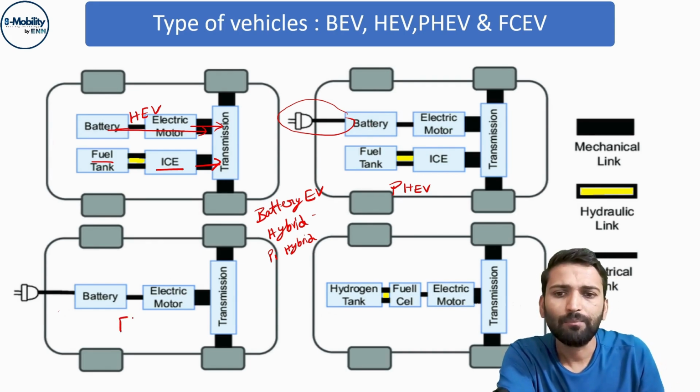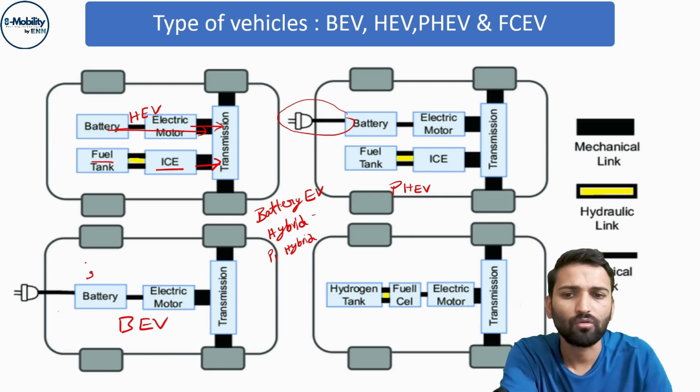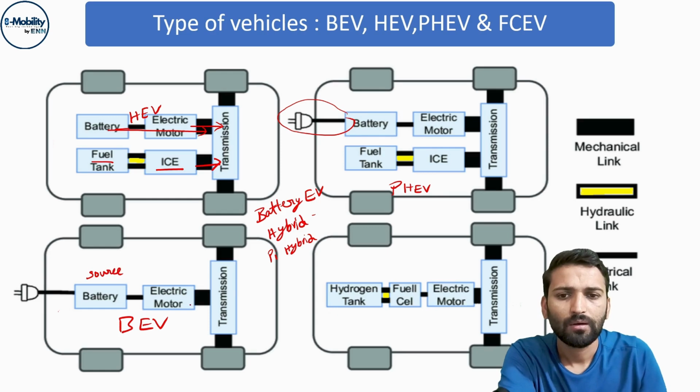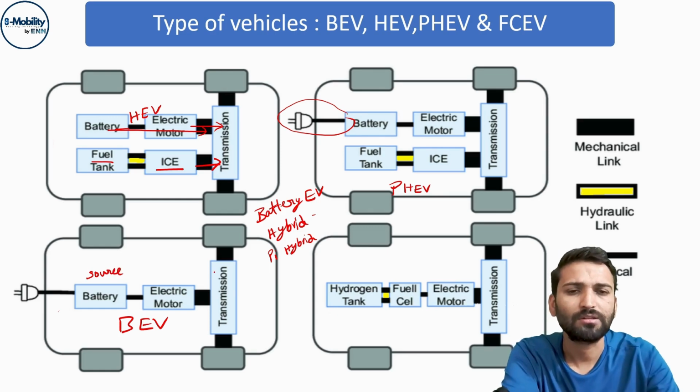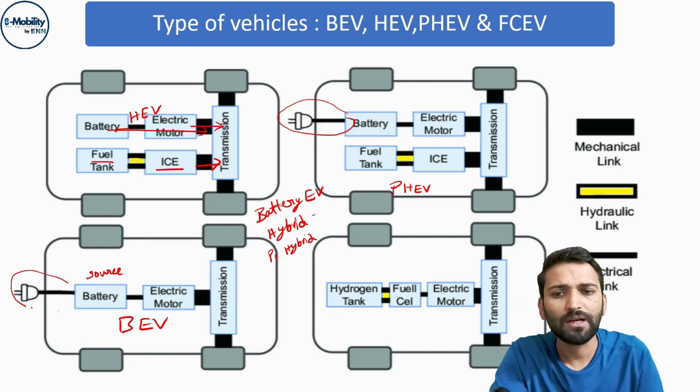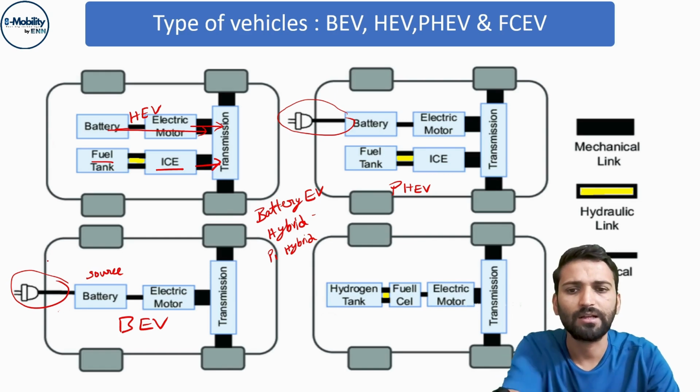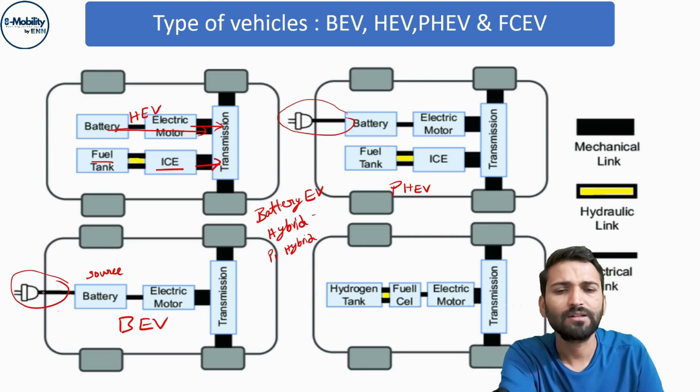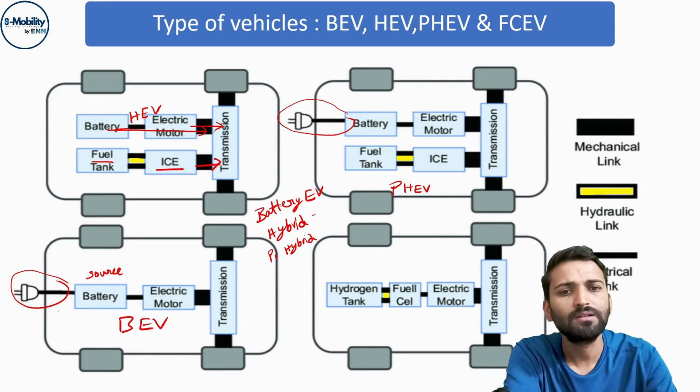The third is the BEV, where the energy source is only the battery. So the battery is the only source. An electric motor is driving the transmission system. So here the energy source stays with only the battery, and the battery gives energy to the electric motor, and the electric motor converts it into mechanical energy. So the electrical to mechanical conversion is done by the electric motor. This obviously needs an external charge, which is being given by the charger.